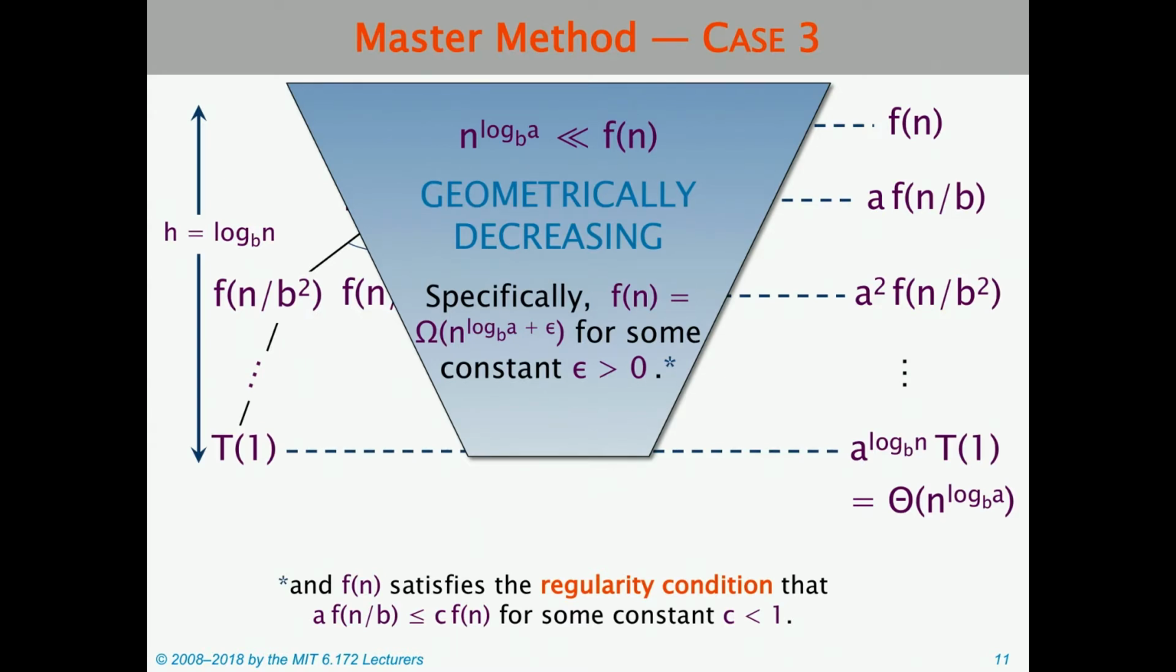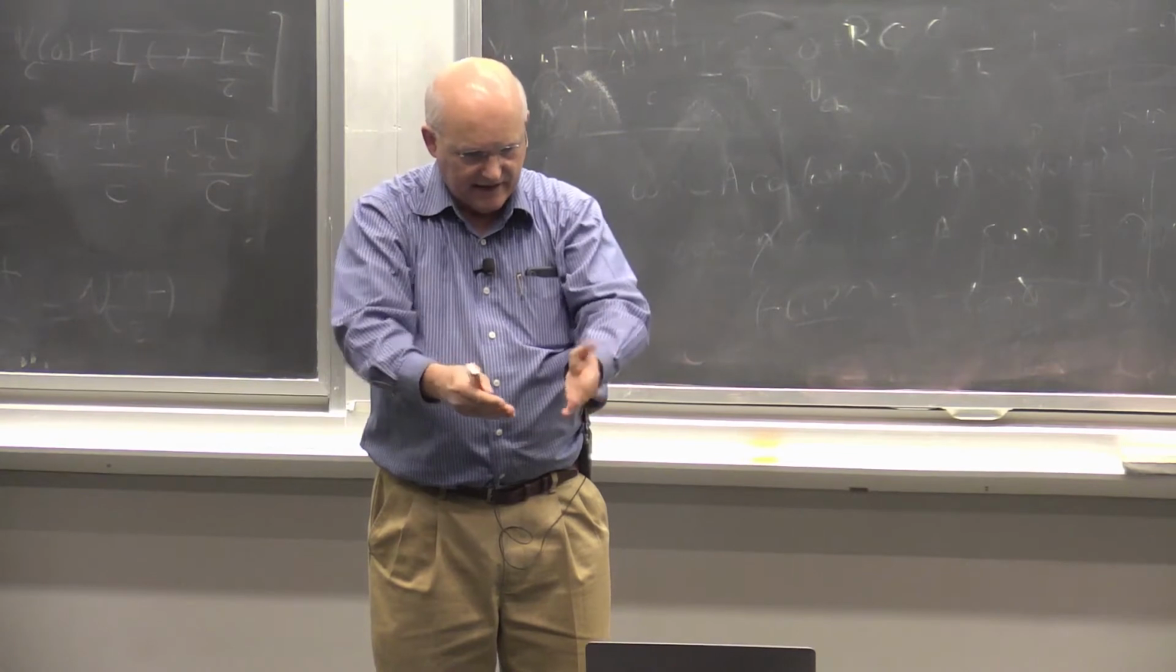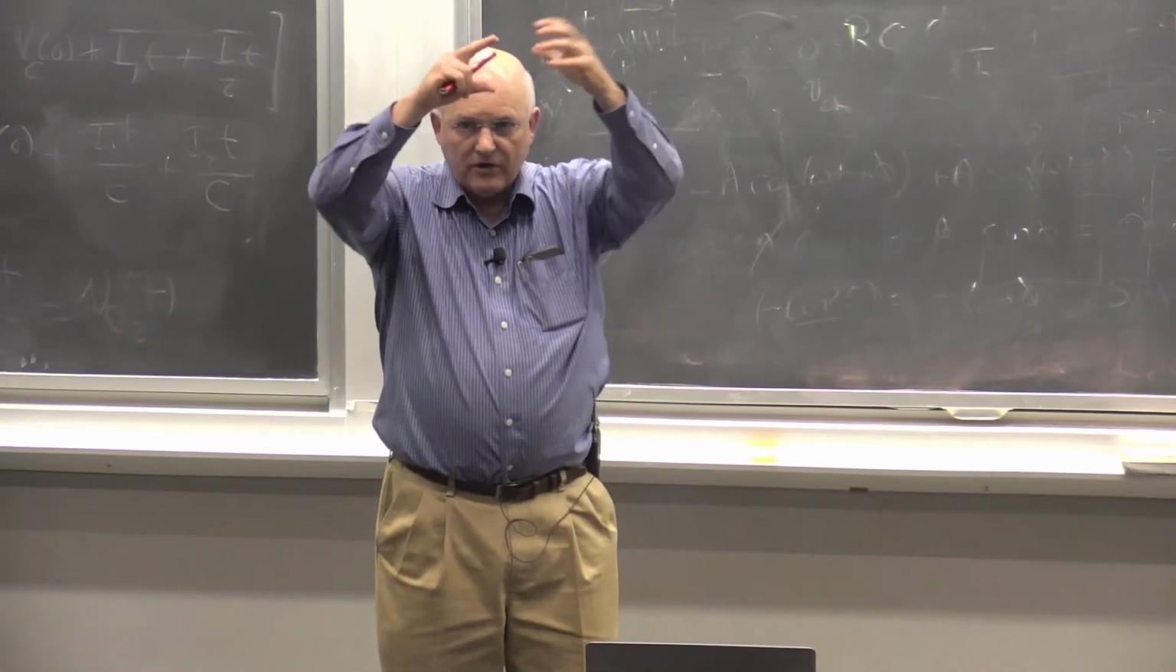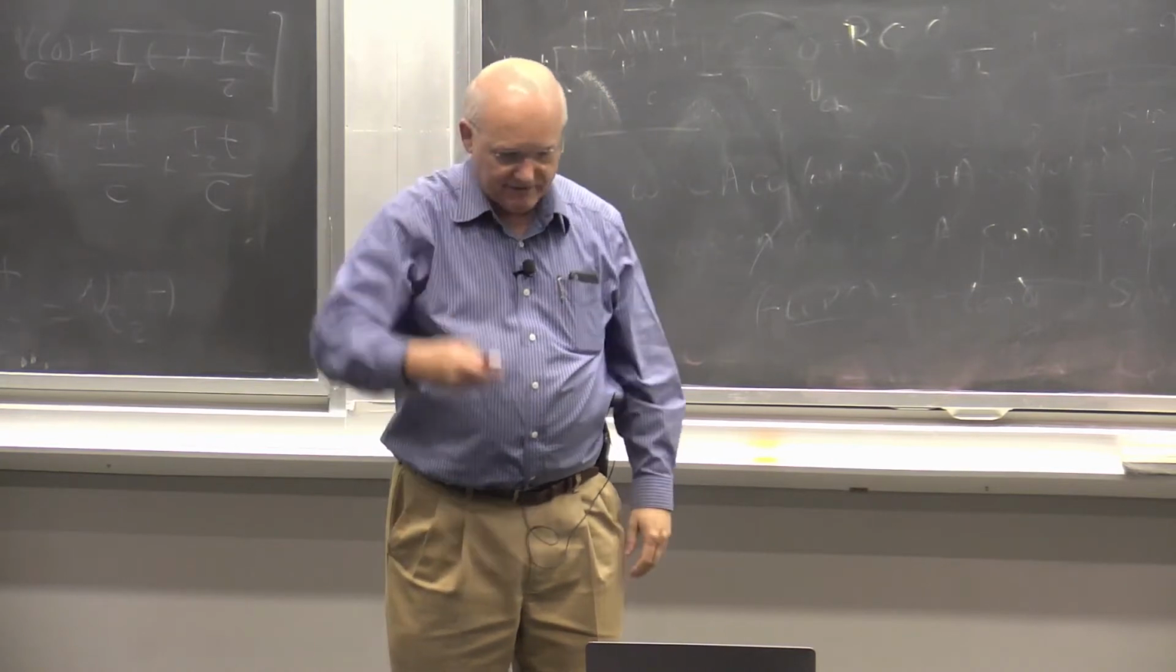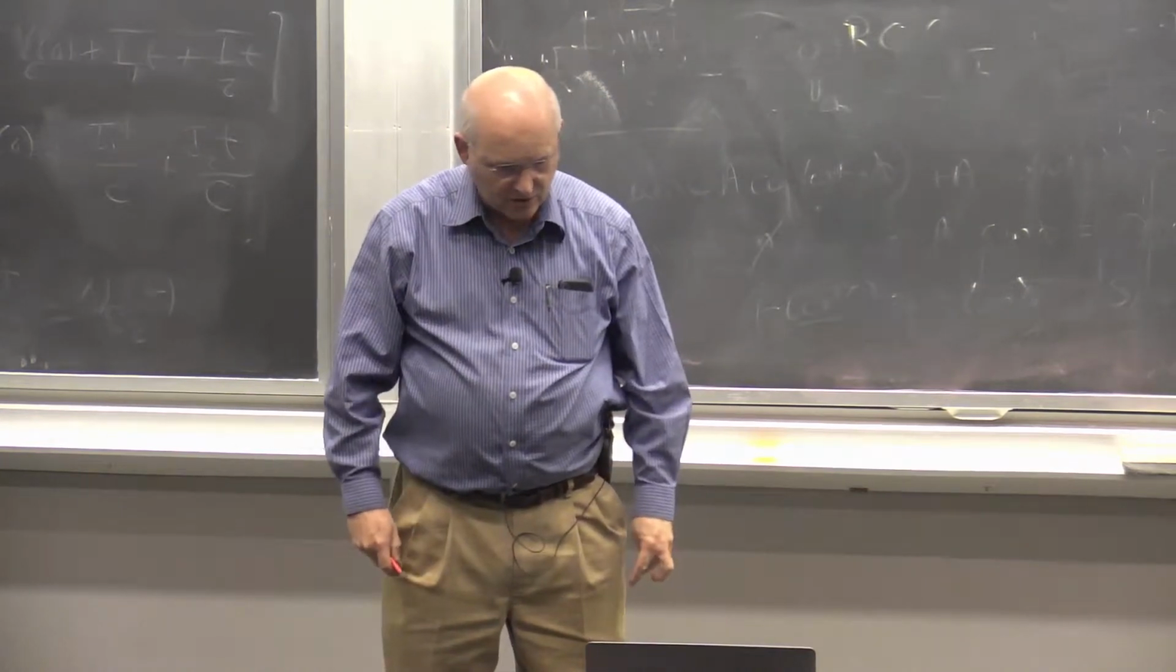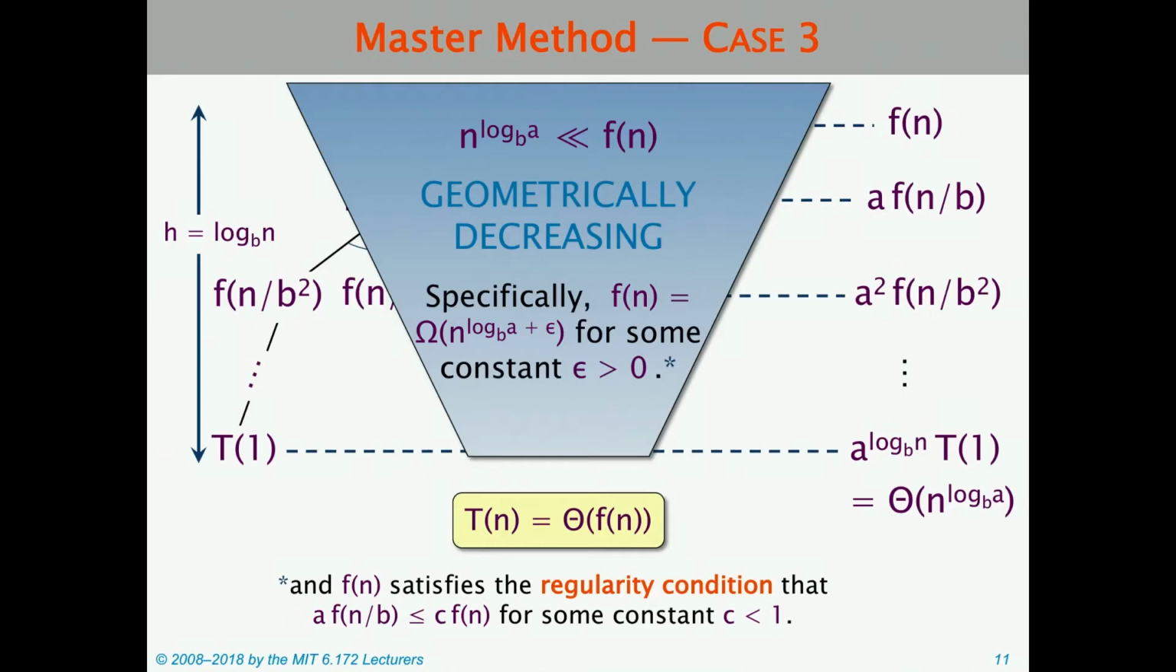And in that case, things are geometrically decreasing, and so all the work is at the root. And the root is basically the cost f of n. So the solution is theta of f of n.